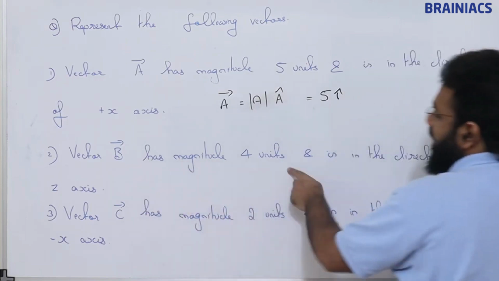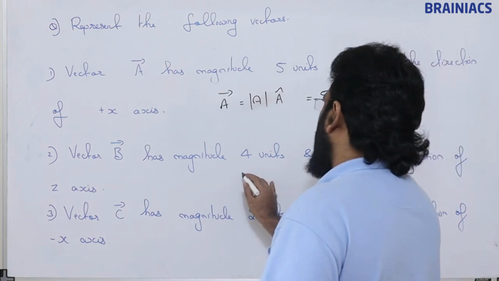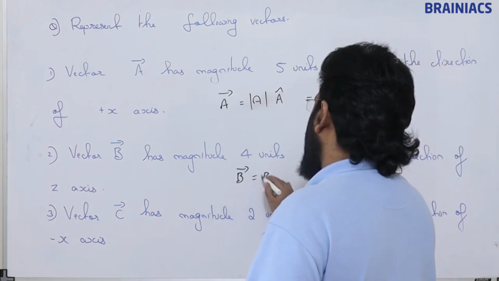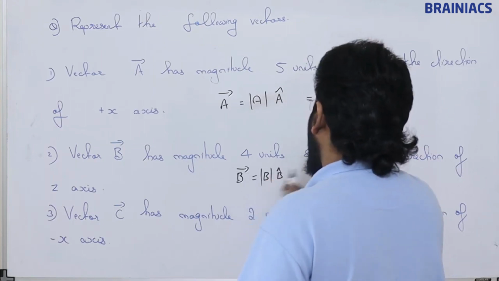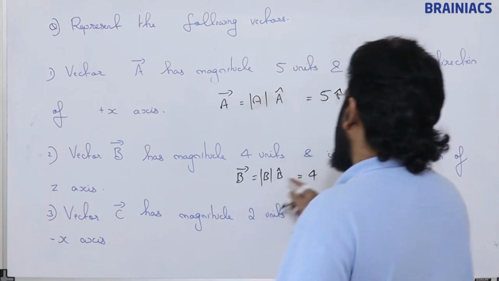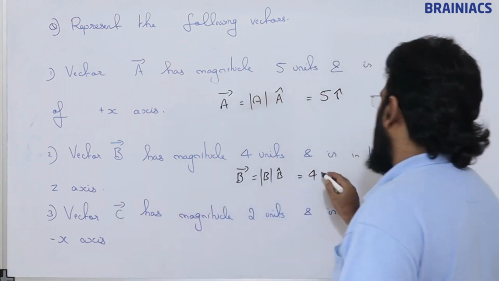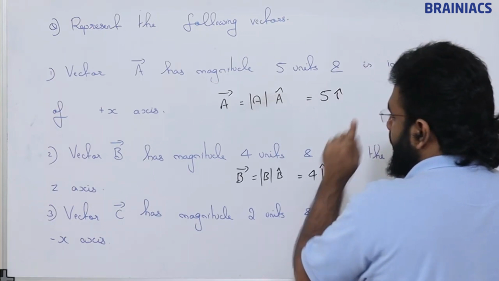Vector B has magnitude 4 units and is in the direction of z-axis. So vector B is nothing but the magnitude of vector B into the unit vector of vector B. The magnitude of vector B is 4. Then the direction of vector B is in which direction? Z-axis. So the unit vector, in order to show z-axis, is nothing but k.